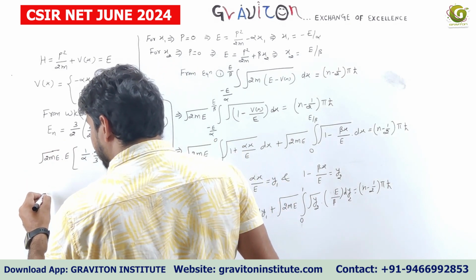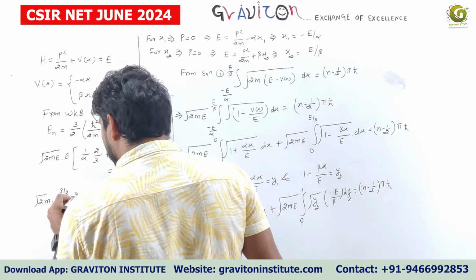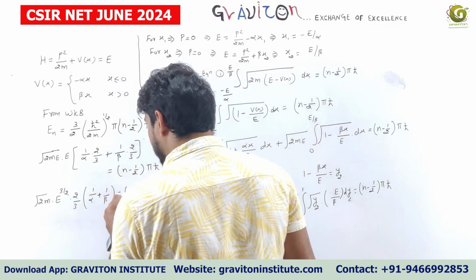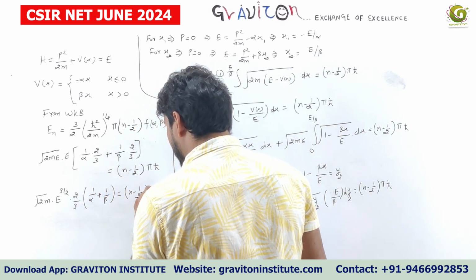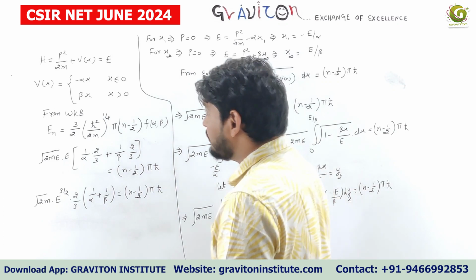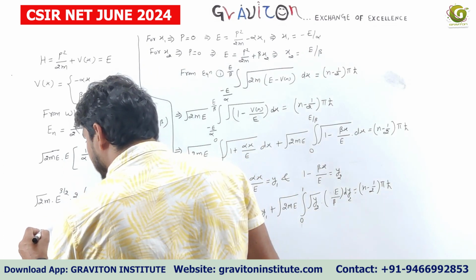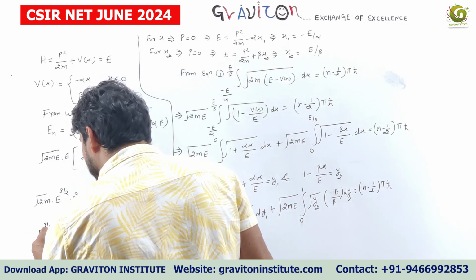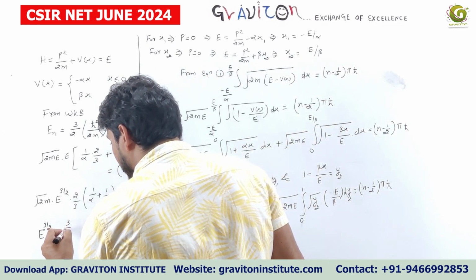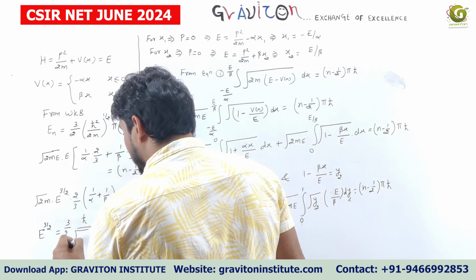So now this will become under root 2m into e to the power 3 by 2 into 2 by 3, into 1 by alpha plus 1 by beta, equals n minus 1 by 2 pi h cut. Fine. Further, what you can do, now see, we have to make this kind of term, so we take all these terms to the other side. So this will become e to the power 3 by 2 equals, see what will happen, this is 3 by 2, and you see, this is h cut over under root 2m.